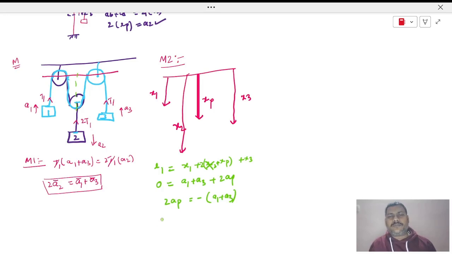Now string 2, L2. How will I get the L2 length? L2 is equal to x2 minus xp. Taking the derivative, we will get v2 minus vp, and the double derivative gives a2 minus ap. That implies a2 is equal to ap. The direction of a2 bar is equal to ap bar, so those two are in the same direction. Now you can go with 2a2 is equal to a1 bar plus a3 bar. Same result. So coming to method 3.